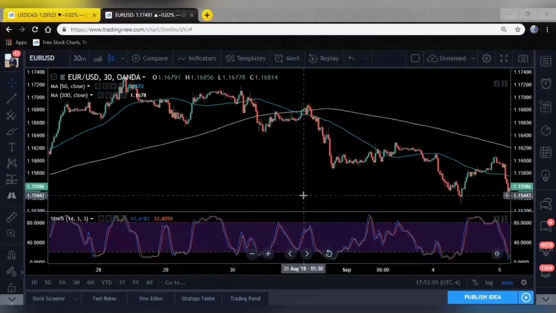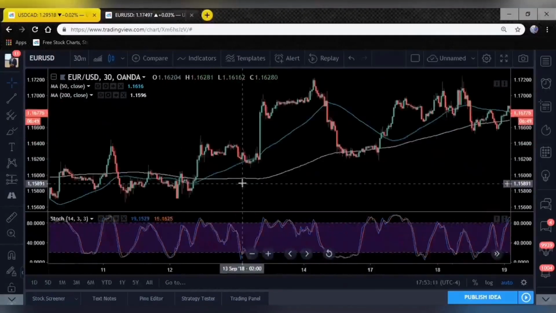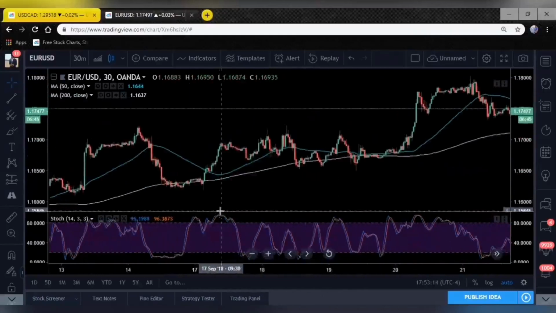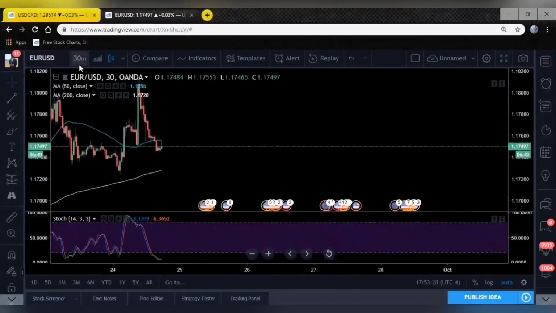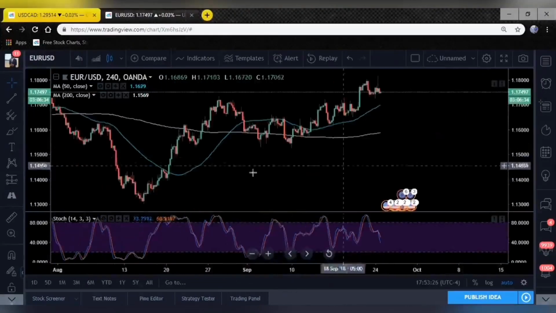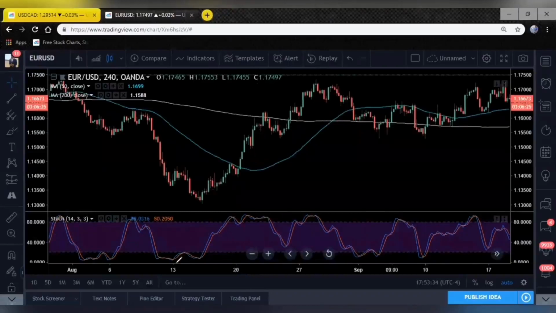We also have the stochastic indicator that could be used as a great indication for you to be able to buy and sell at the right time. Here on the 4-hour time frame, we are able to see the history of this stochastic. The stochastic is simply an indicator that shows you the range for a particular pair on different time frames.